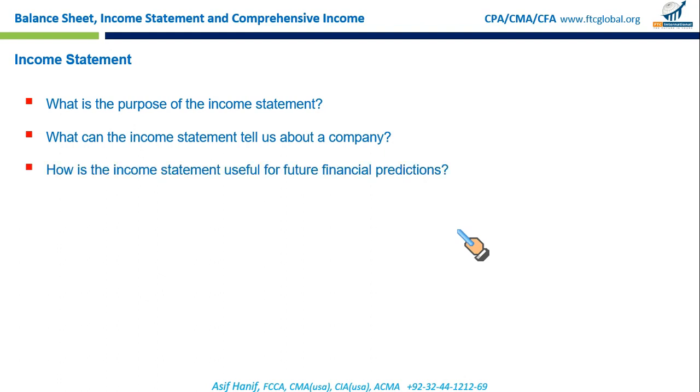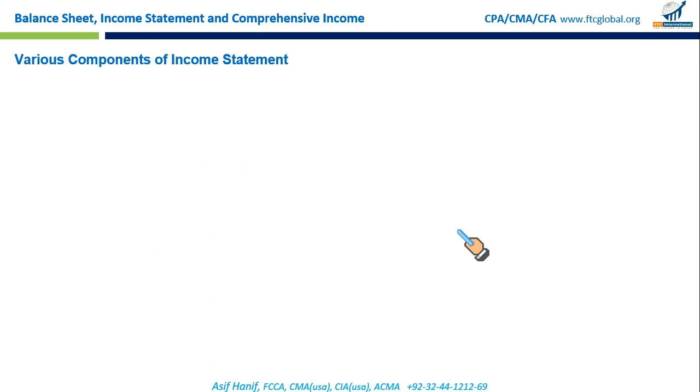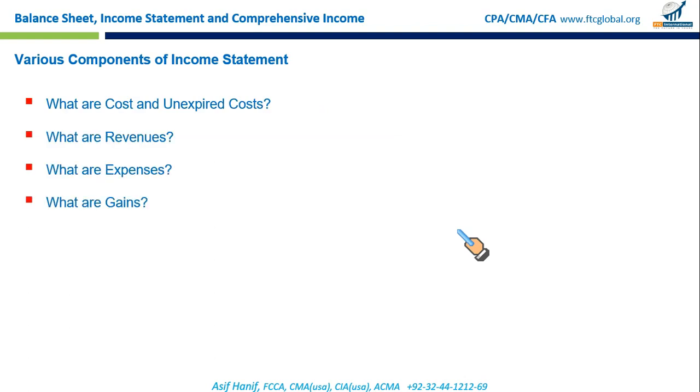Then it says, how is the income statement useful for future financial predictions? Yes, this is a very important question. It provides historical data that is essential for future forecasting, future cash flows, and of course, evaluating the company's financial stability. Various components of the income statement. In the income statement, you will see costs, unexpired costs, revenues, expenses, gains, and losses. Let us discuss them briefly.